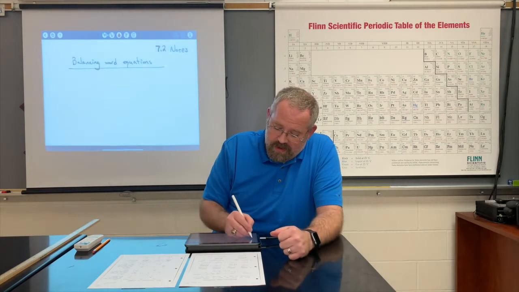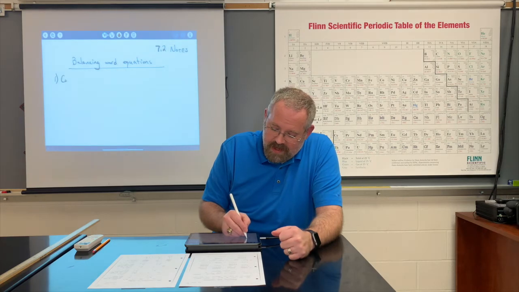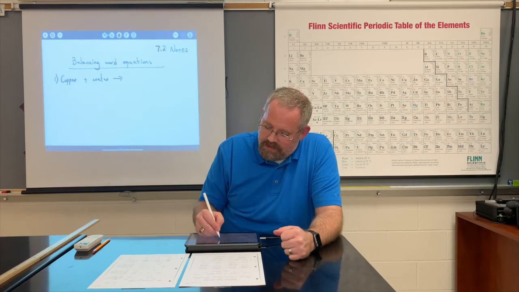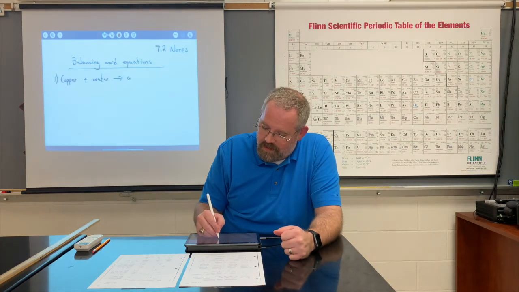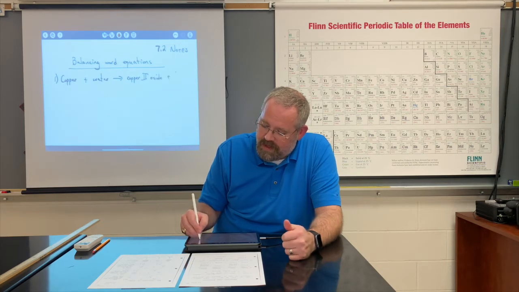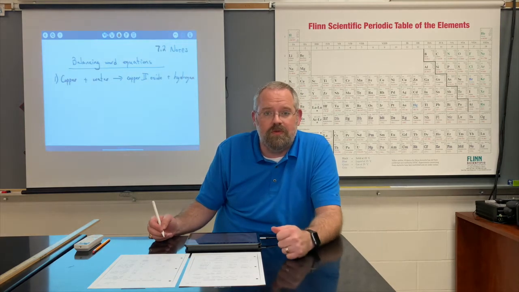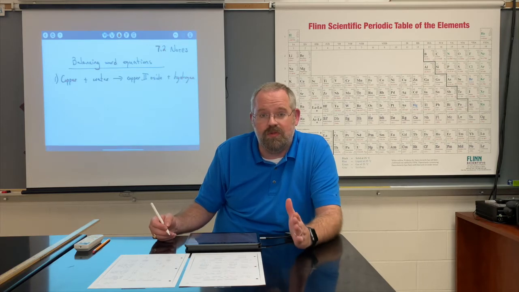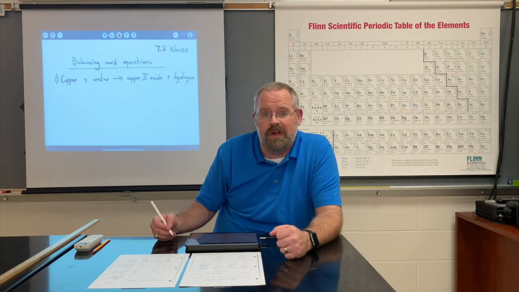So we're going to start right into it and give an example of copper plus water yields copper 2 oxide plus hydrogen. Now, in later notes, we'll talk about how to get each of these reactions, but for now we're just worried about the words and making sure that we write them correctly.